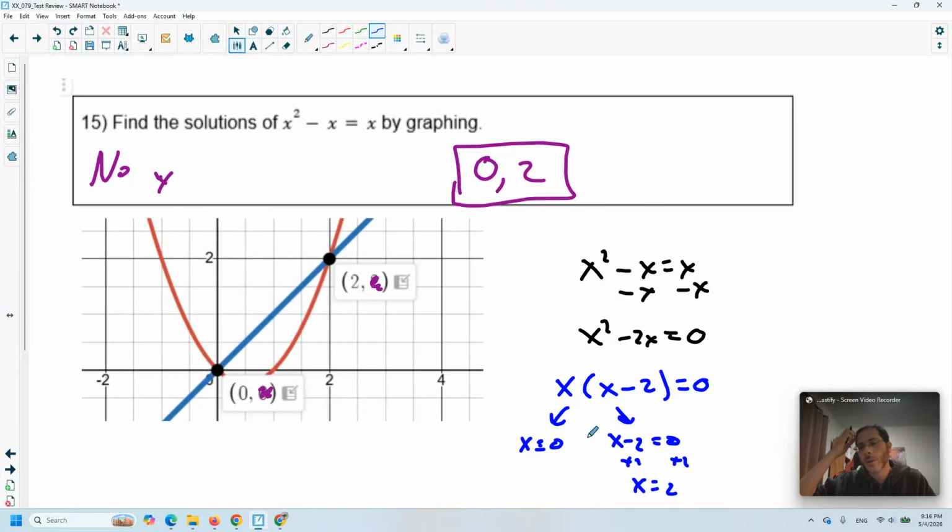So we could do it that way if we don't want to do it with graphing. Your choice. You can do it however you wish. There's a lot of other ways to do it, but those are the two probably common ways to do it.